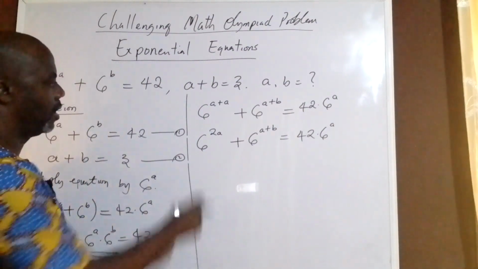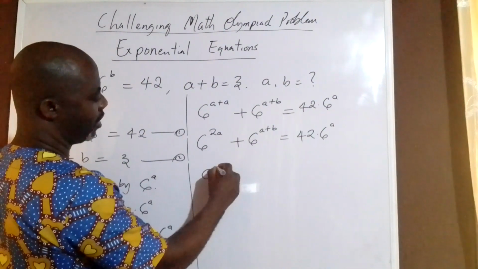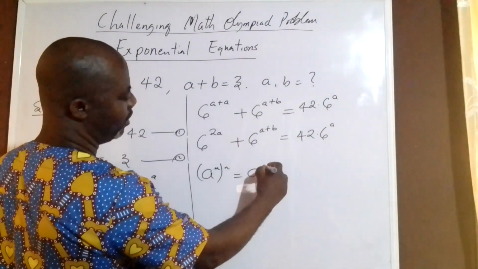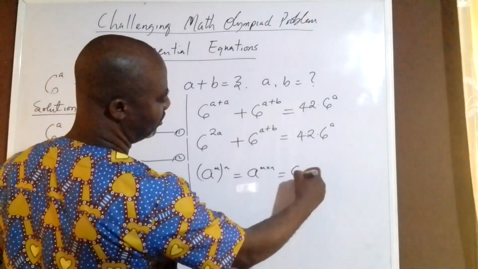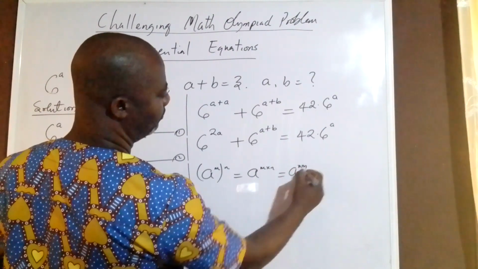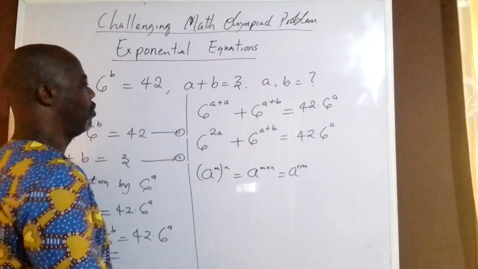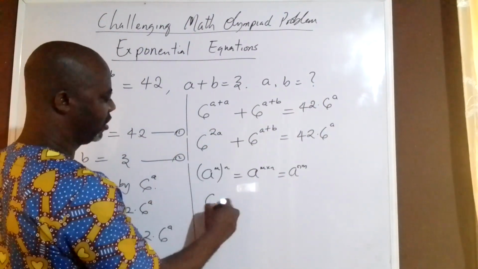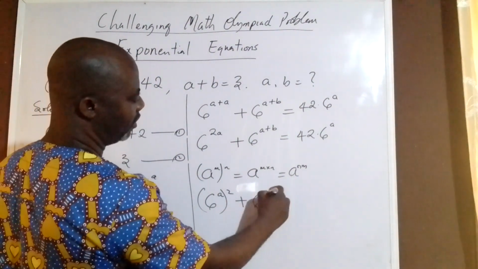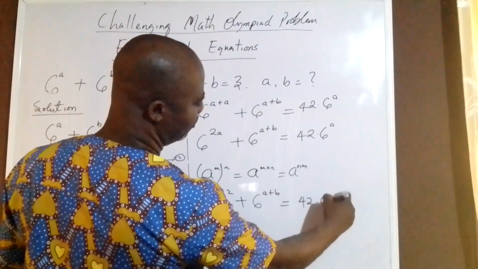And here, I'm going to apply a law. The law is, if you have A to the power of m, then all to the power of n, this will give me A to the power of m times n, which is the same as A to the power of nm. So I'm going to rewrite this to give me 6 to the power of A, all to the power of 2, plus 6 to the power of A plus B equal to 42 times 6 to the power of A.